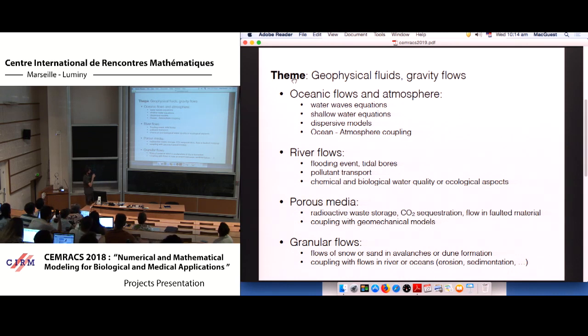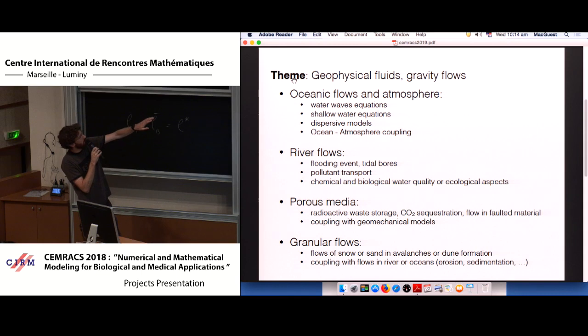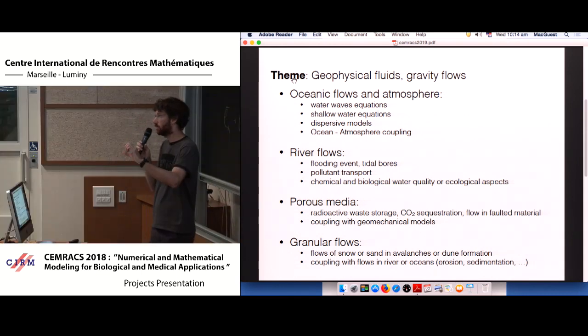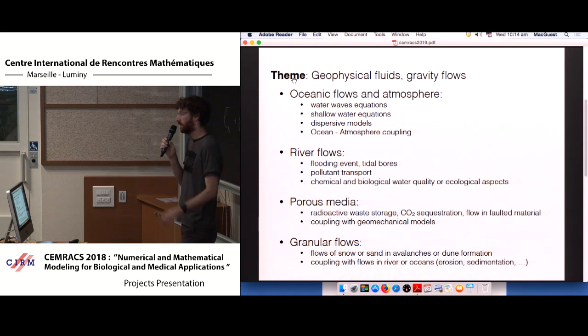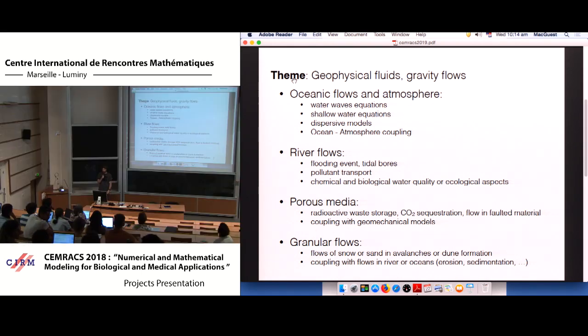Basically, you have oceans and atmospheres and the coupling between the two of them. You also have river flows totally in the topic, so transport of pollutants, for example, or you see that we are also talking about ecological aspects. So we encourage cross research area domain projects.